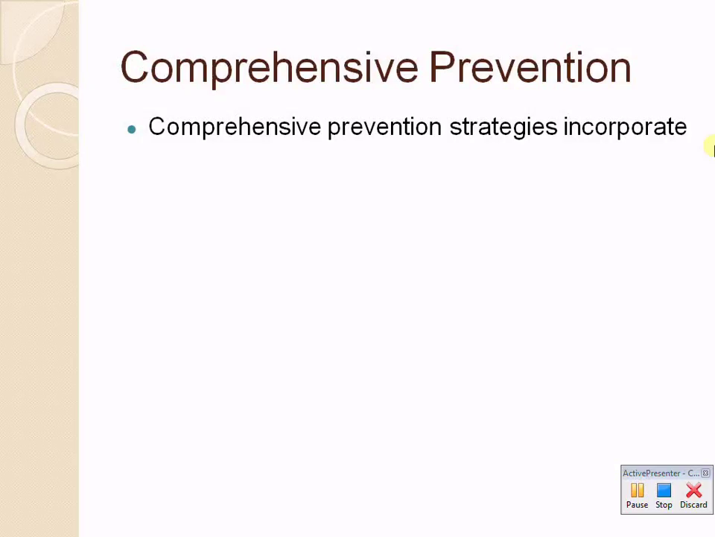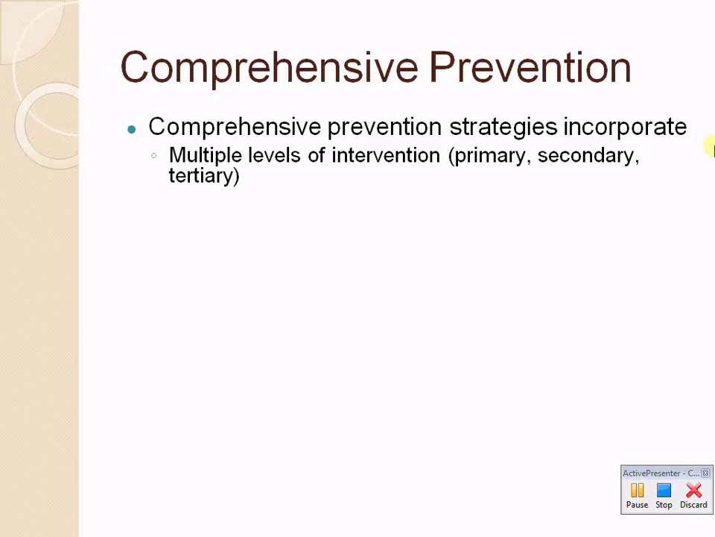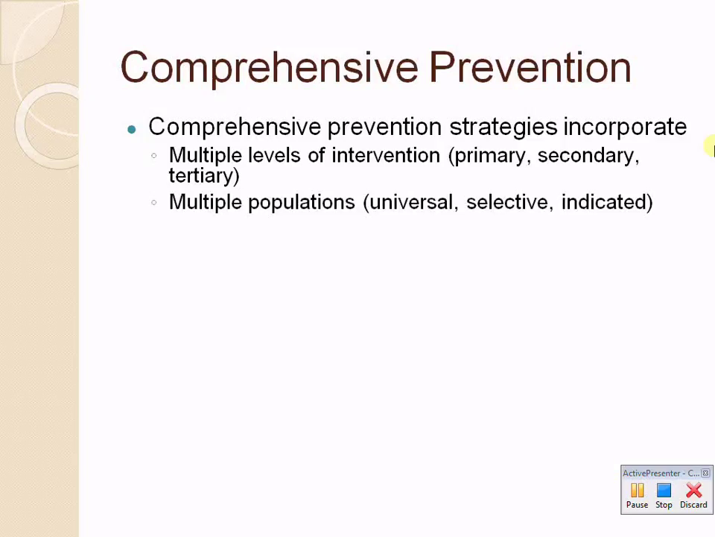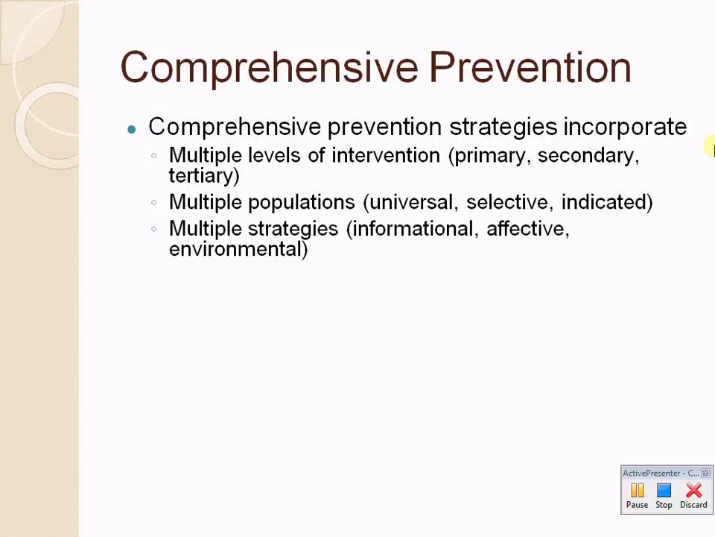So as we move away from the preventative model, we're going to look more here at comprehensive prevention. Comprehensive prevention strategies incorporate multiple levels of intervention. So we're going to talk specifically about the primary, secondary, and tertiary levels, with multiple populations at the universal, selective, and indicated level, with multiple strategies, the informational, the affective, and the environmental, with a network of resources.